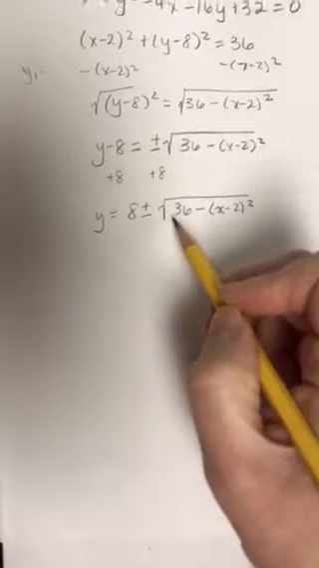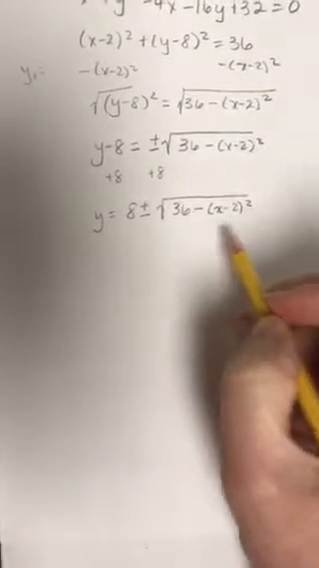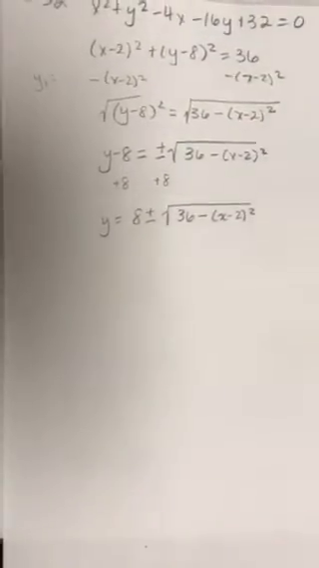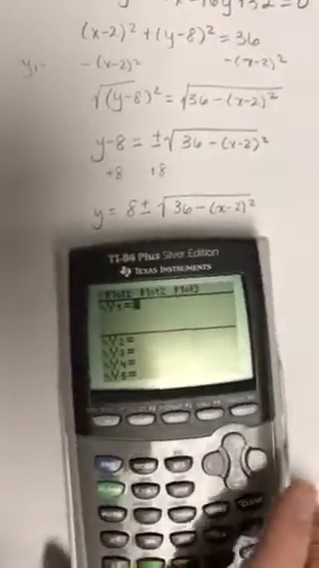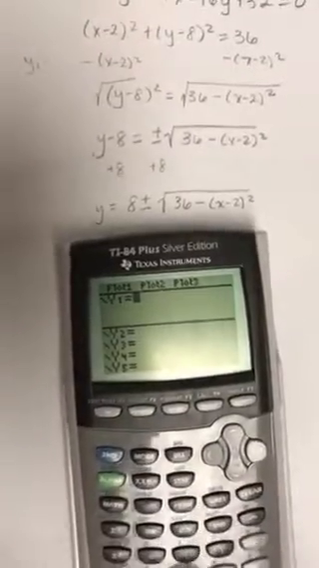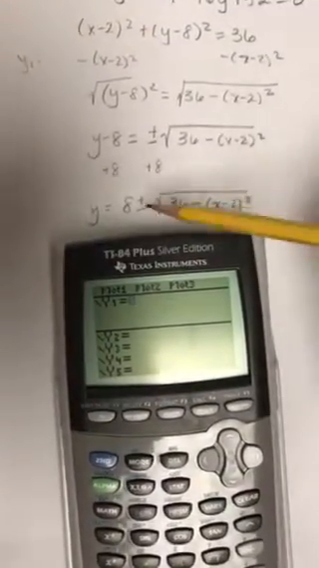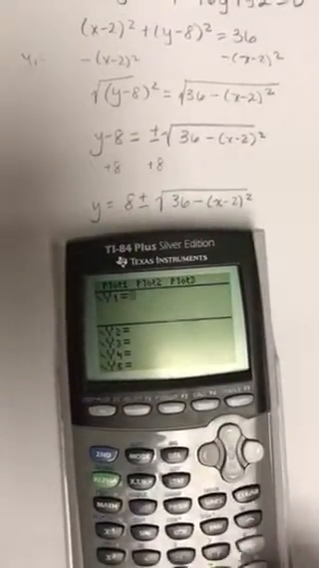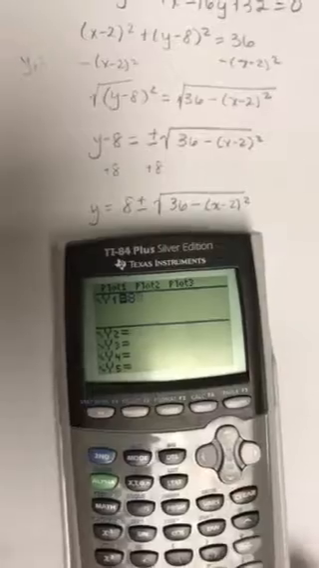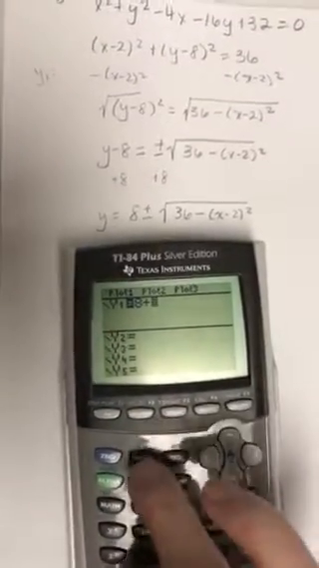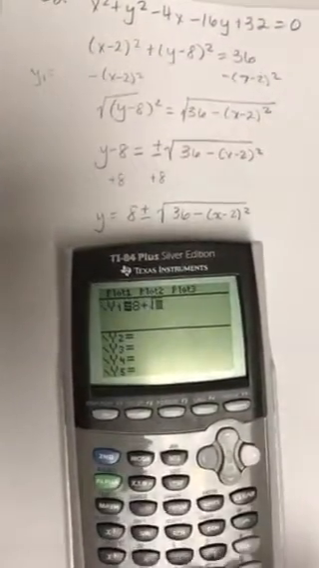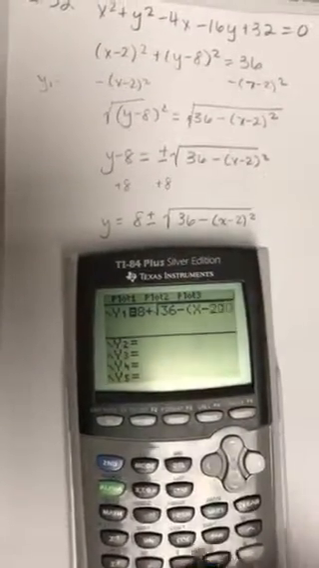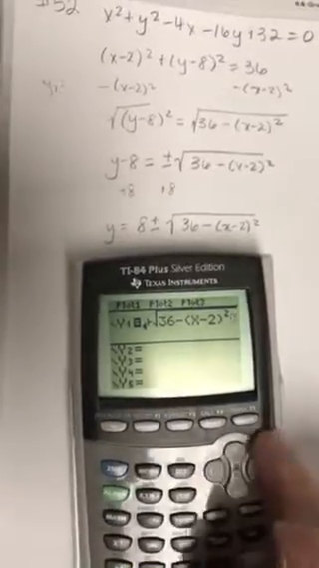Be careful, even though this is a perfect square, and even though this is a perfect square, you can't just take the square root of the whole thing. So I'm just going to type it into the calculator exactly how it is. So I go to the y equals screen, and I have to type it in as 8 plus for the y1 and 8 minus for the y2 to get both parts. So I'll just do the first half. 8 plus square root 36 minus (x minus 2) squared, and then I can graph that.